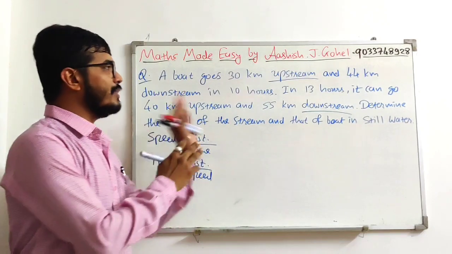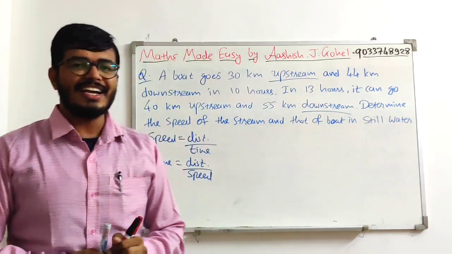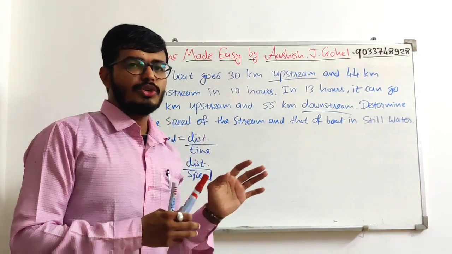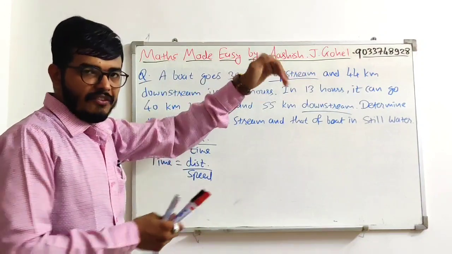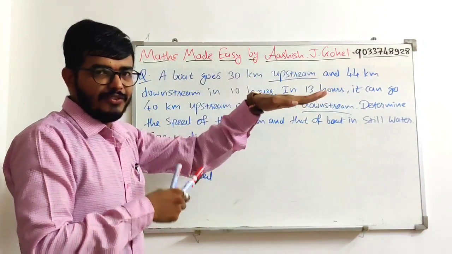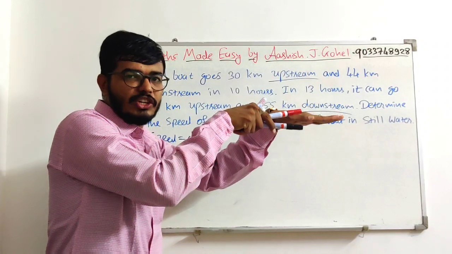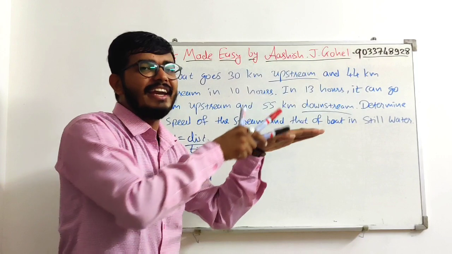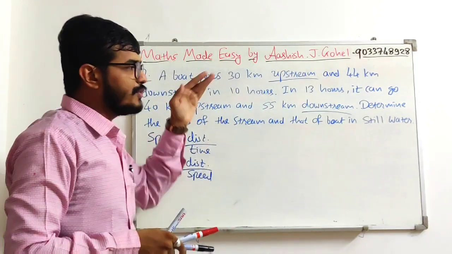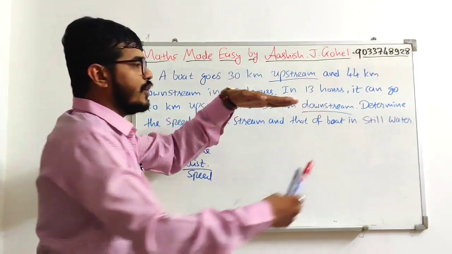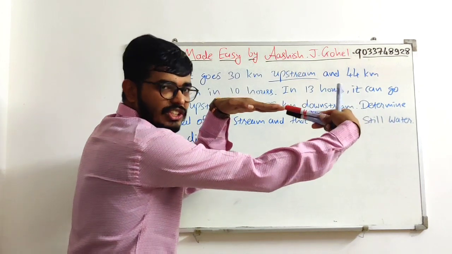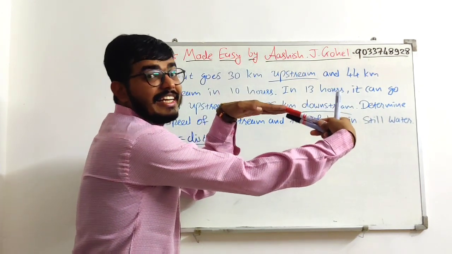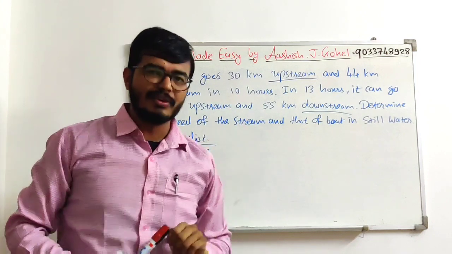To understand the meaning of upstream and downstream, let us assume that the water flow is going in this direction, from left to right. Okay, if your boat also is in the same direction as the flow, then it will be downstream. So the speed will be added. And if the flow is in this direction and your boat is coming in the opposite direction, then the speed will decrease. So the subtraction of the two speeds will be there.